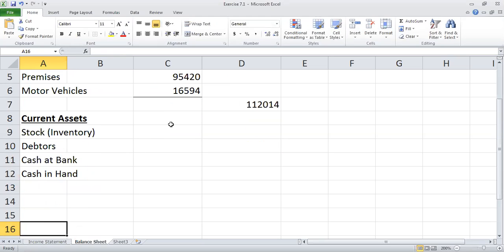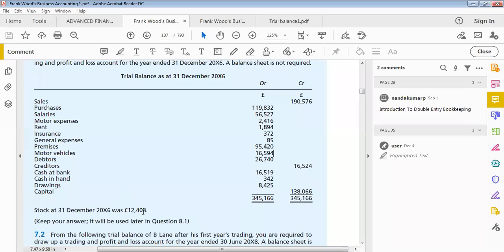All right. Now, the stock will always be your closing stock, which in this case is $12,408. So remember, your stock will always be your closing stock. All right. Good. So your stock will always be what? Closing stock, which is 12,408 in this case.